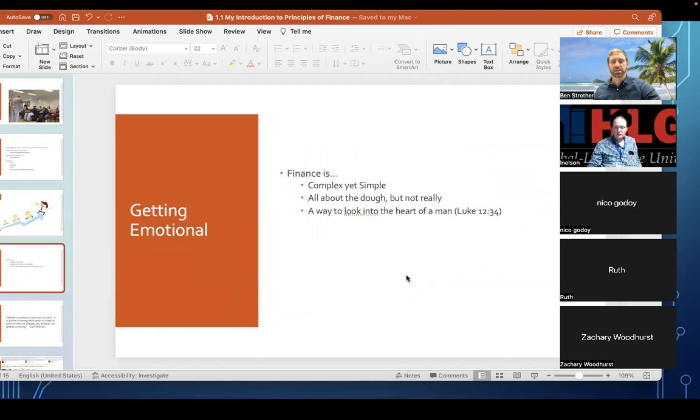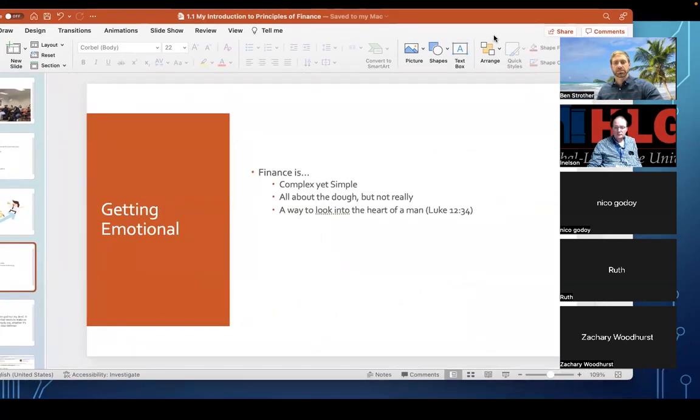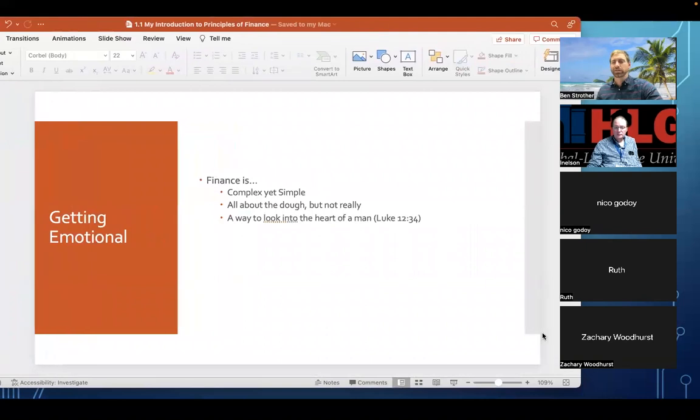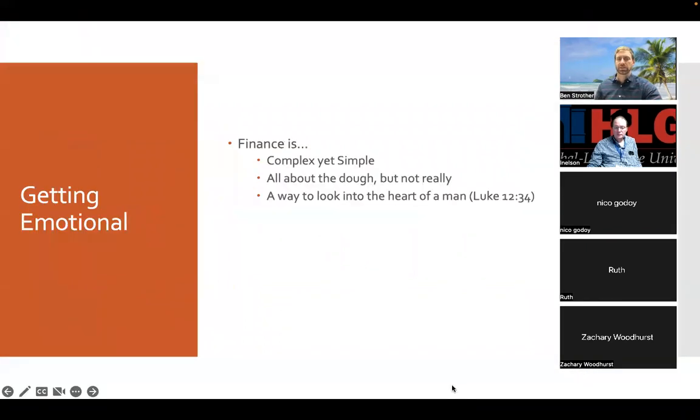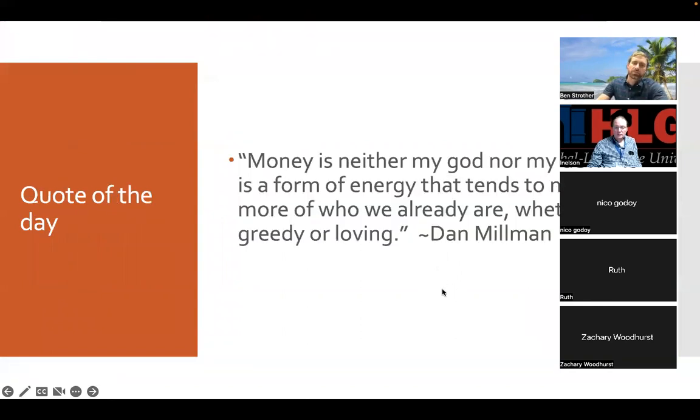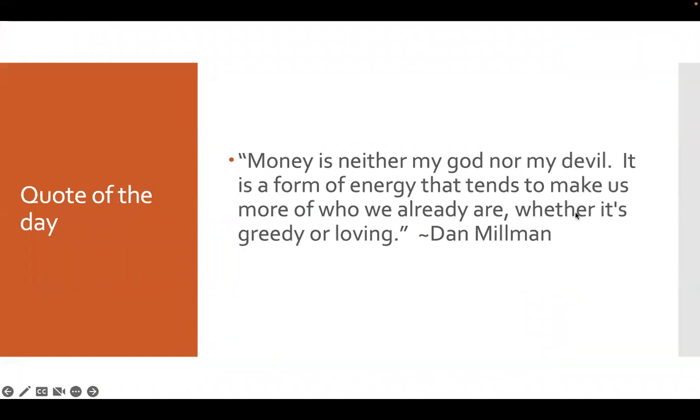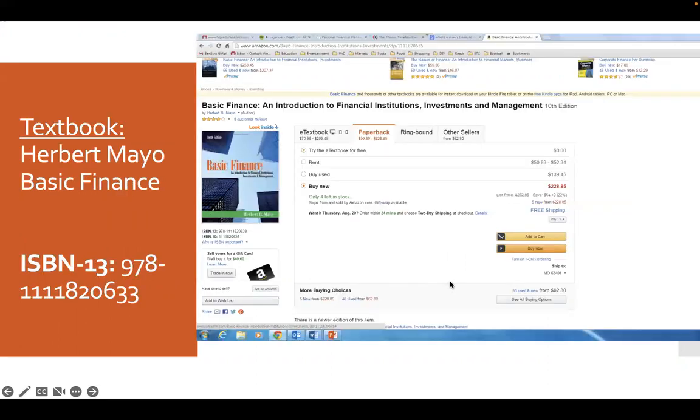And just to be honest, guys, finance is pretty interesting because the material itself isn't going to be that hard. It's a way to look into the heart of a man, from Luke 12:34. Here's a kind of interesting quote: Money is neither my God nor my devil. It's a form of energy. It tends to make us more of who we already are, greedy, loving, and so forth. There's this idea out there that money makes us, or is going to change us, and that's not really the case.